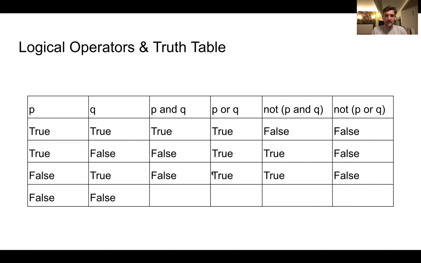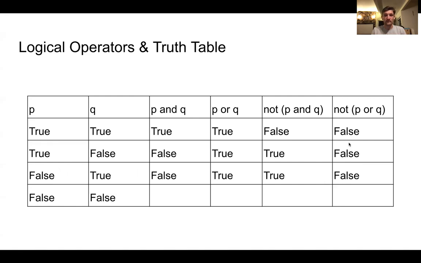This is exactly the same as the line above. It doesn't matter which variable has what value. If one of the variables is true and one of the variables is false, then both of them anded together, P and Q, is going to be false, because you need both to be true for this to be true, and P or Q will be true because only one of them needs to be true.